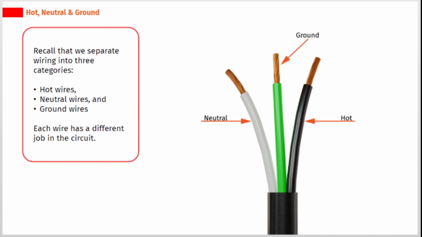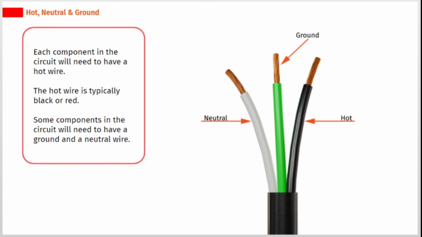Recall that we separate wiring into three categories: hot wires, neutral wires, and ground wires. Each wire has a different job in the circuit. Each component in the circuit will need to have a hot wire. The hot wire is typically black or red. Some components in the circuit will need to have a ground and a neutral wire.